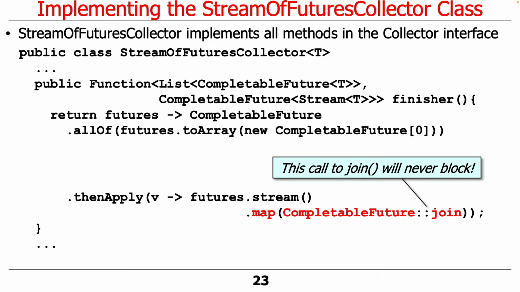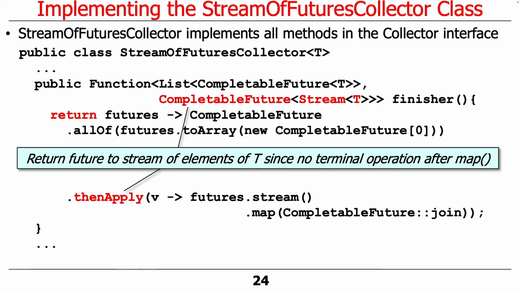And as I always like to say, there's no way that we would get to this point if all those other computations weren't done. So when everything is finished, we join. Join never blocks because we're already finished. It's just there to convert the type from a completable future of T to T. So we end up with a stream of T.